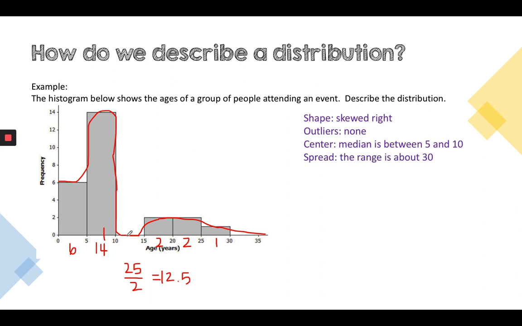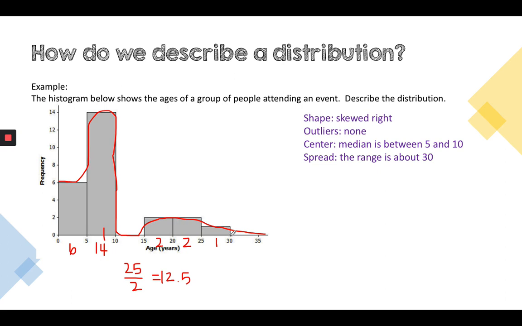For spread, the easiest value to just say is the range. So again, spread is just how spread out the values are. A range is just a really easy way to describe that. So it's about 30, and I'm getting that from the ages are about from 0 up to 30. So range is the difference between the minimum and the maximum value, 30.